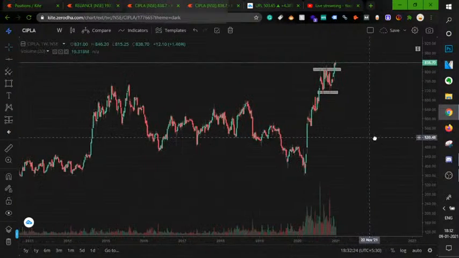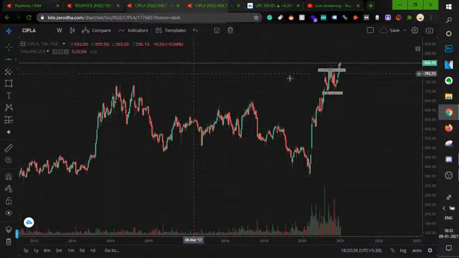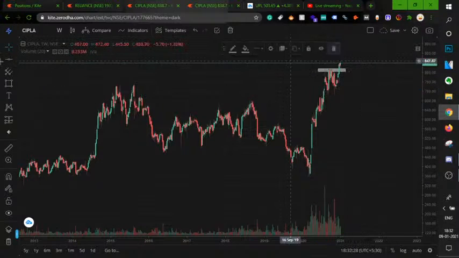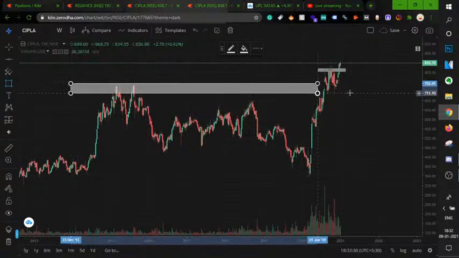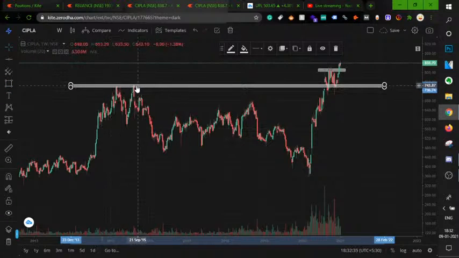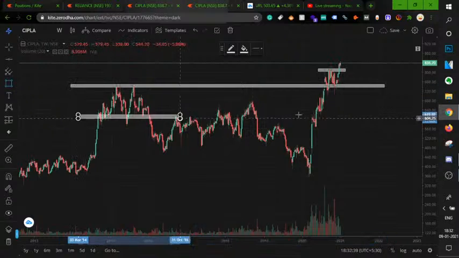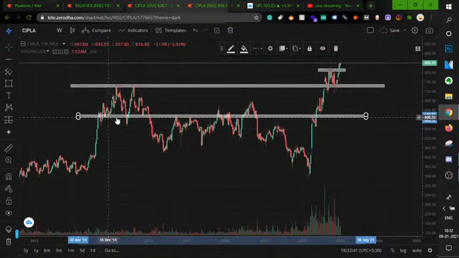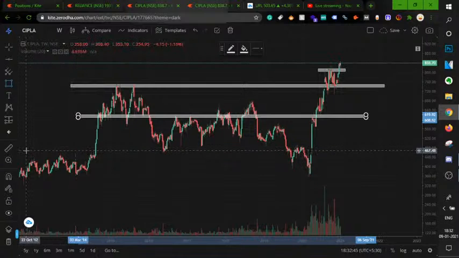Right. Now let's start marking these zones again. Now can we consider this as a zone? One touch, second touch on the high. Can we consider this as a zone? Multiple touches and multiple touches again. Let's say we consider this as a zone.